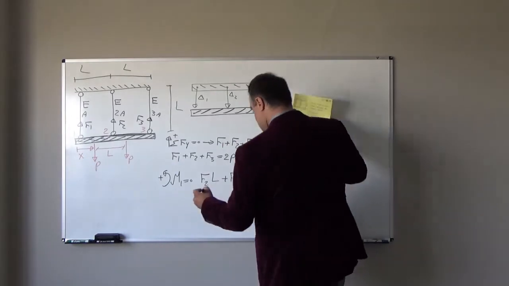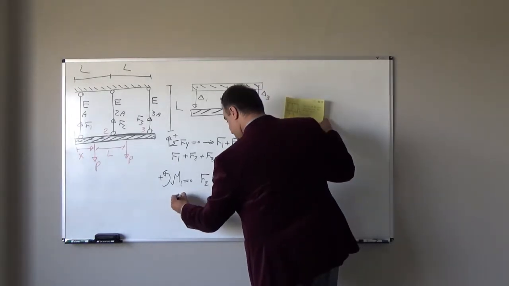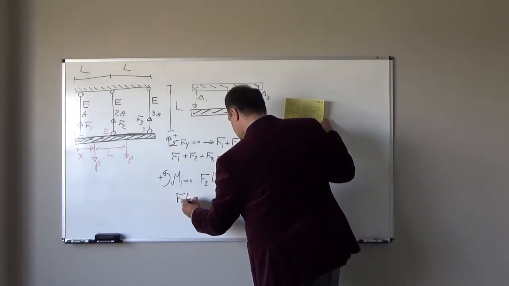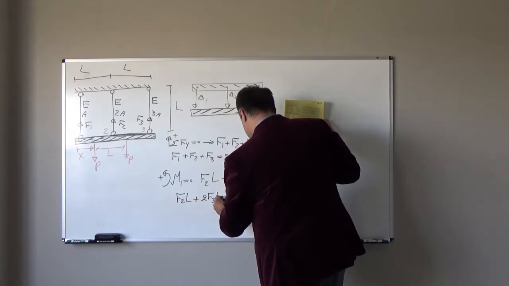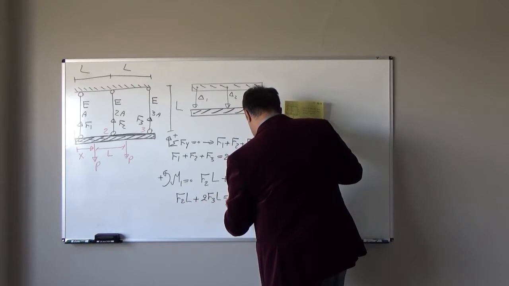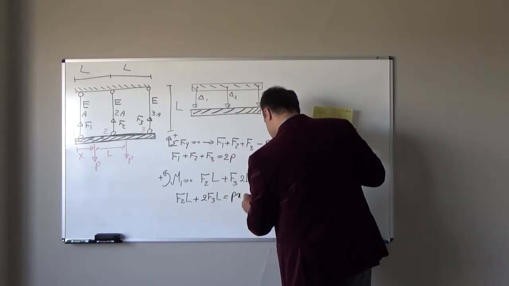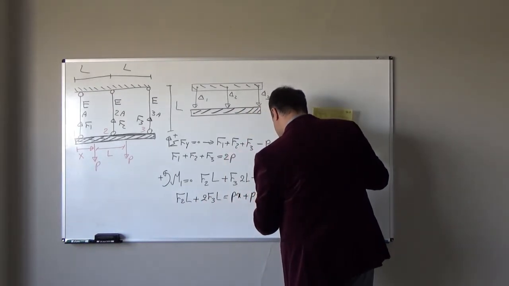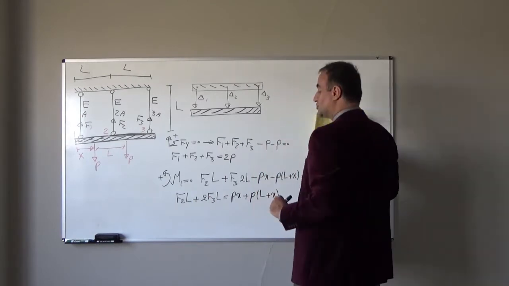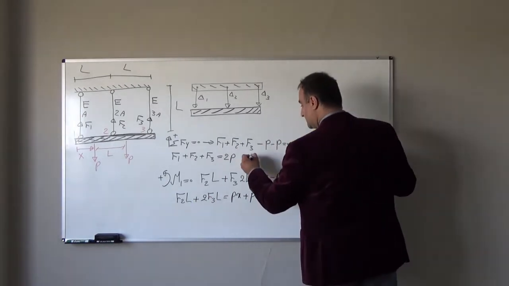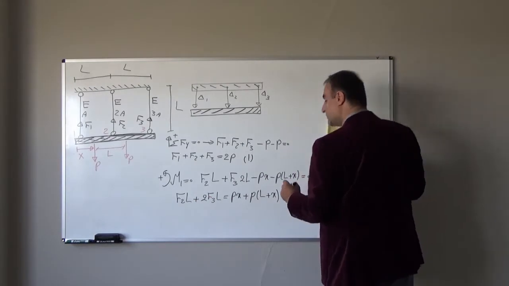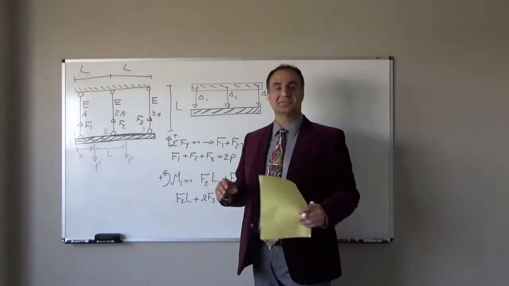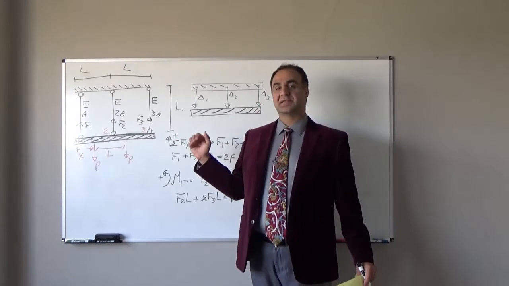From here, we can write F2L plus 2F3L is equal to Px plus P times L plus X. So this is one equilibrium equation. This is the second equilibrium equation, and equilibrium of force in the horizontal direction here will not help us.